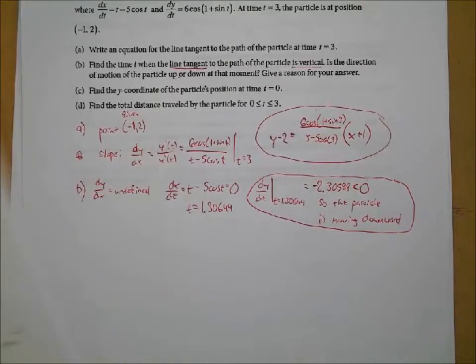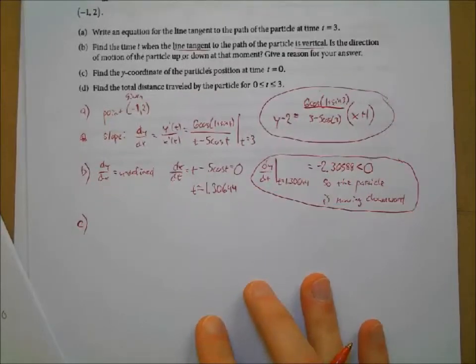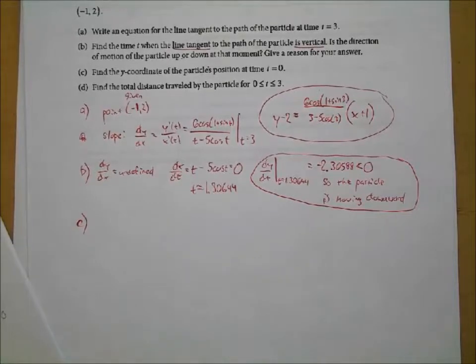All right. Questions on any of that? Okay, let's keep going then. Letter C. All right, letter C. Find the y-coordinate of the particle's position at time t equals 0.